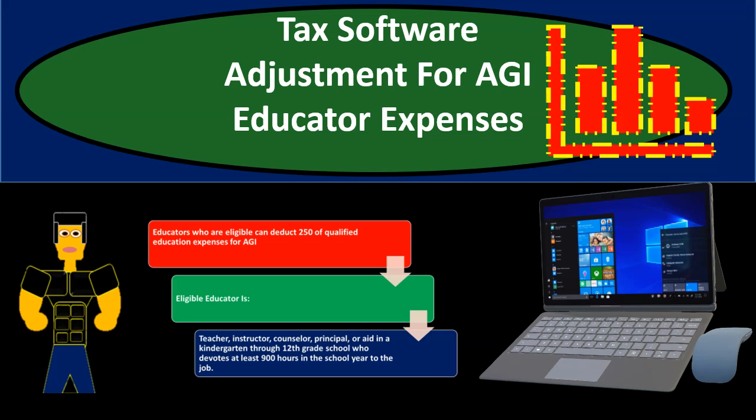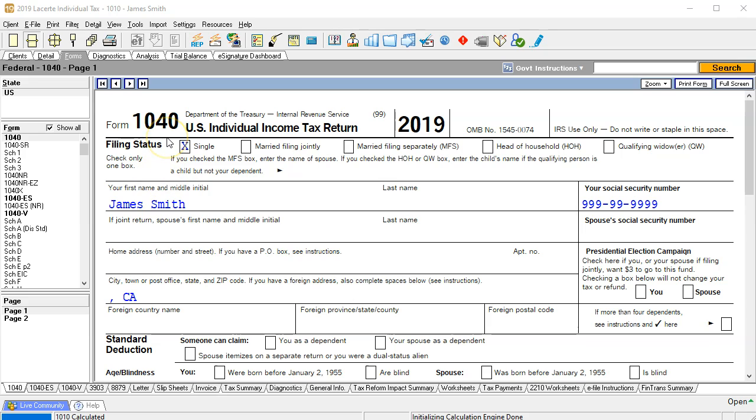In this presentation, we will use tax software to consider the adjustment for AGI, adjusted gross income, related to educator expenses. We will be using Lacerte tax software owned by Intuit, the owner of QuickBooks. We will be looking at the forms that will be generated from it. The act of entering data into software and then generating forms with it will be similar for other types of tax software as well. Here we are on our 1040.